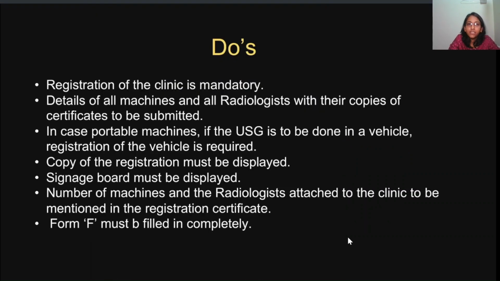So, a simplified version or the summary of what all you have to do, and what all you shouldn't do. What you have to do: you have to register the clinic. Details of all machines, all radiologists and their copies of certificates should be submitted. In case of a portable machine, the vehicle has to be registered, and a copy of the registration must be displayed always. A signage board telling that sex determination is not done, in both English and the local language, should be displayed always. The number of machines and radiologists attached to the clinic has to be mentioned in the registration certificate.